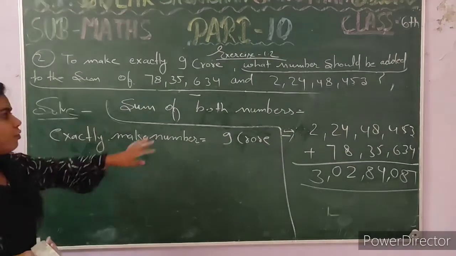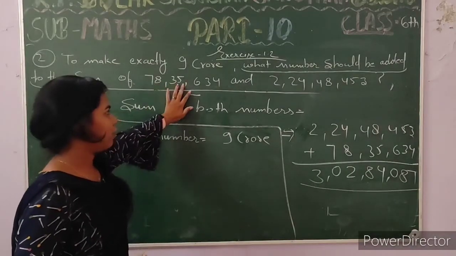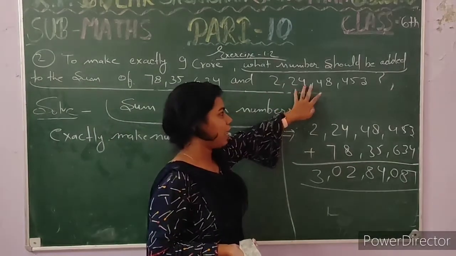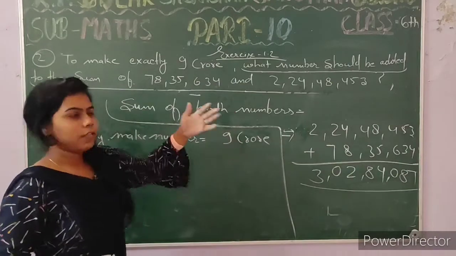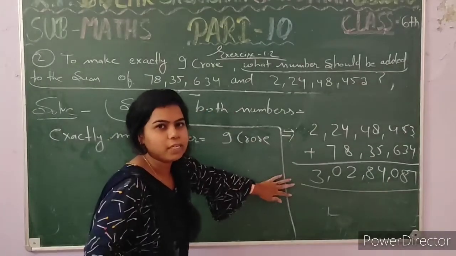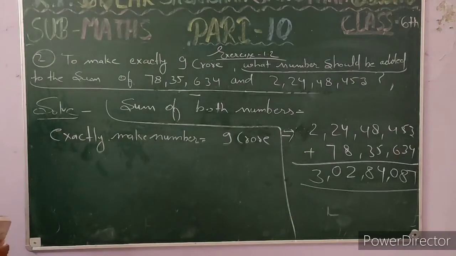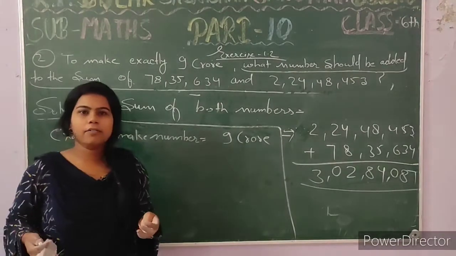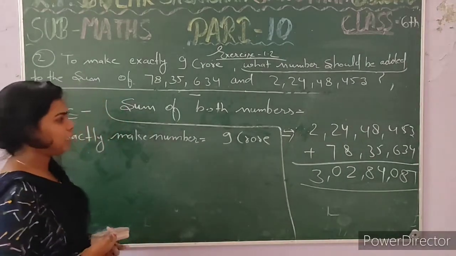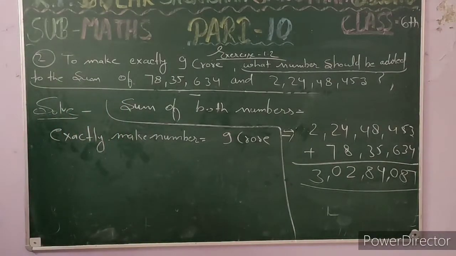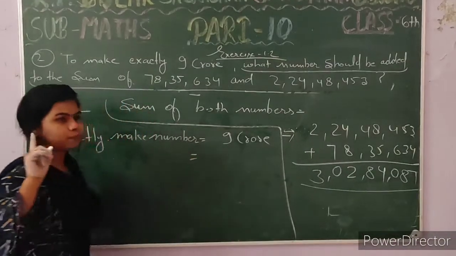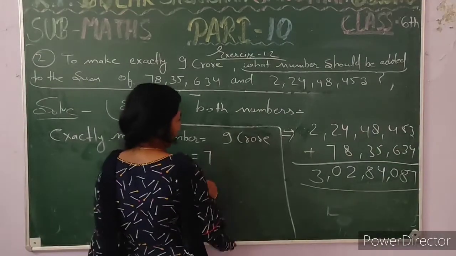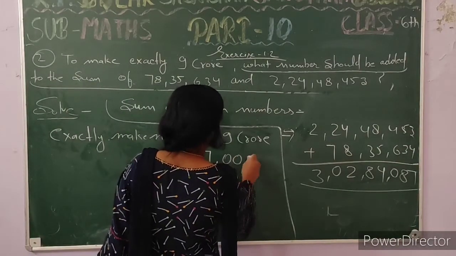You can do here: the first number is 78 lakh 35,634 and the second number is 2 crore 24 lakh 48,453, then the sum of both numbers. Then your next step is to write the exactly make number. How do we write 9 crore? Students, always remember that crore has 7 zeros, crore has 7 zeros. So I write here 7 zeros.